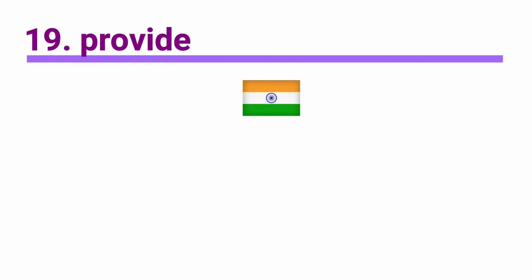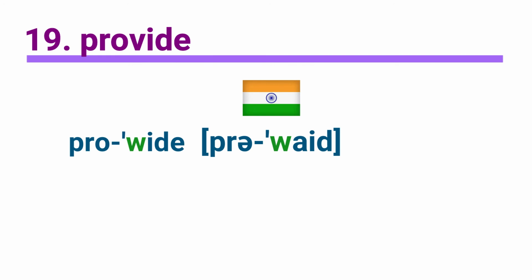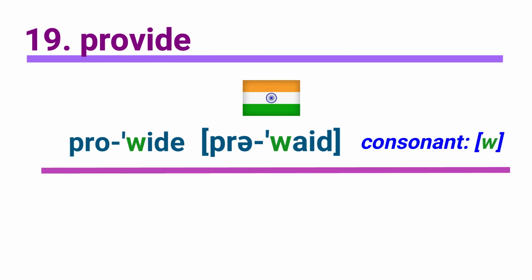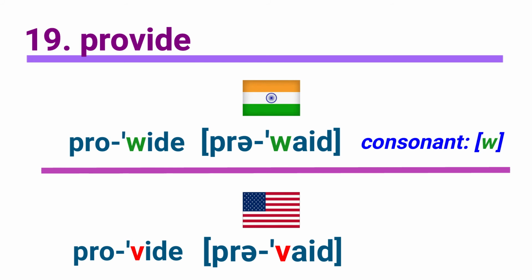Next is the word provide. My friends from India tend to pronounce it as "provide," with a W sound. And my American friends would pronounce it as "provide," V as V.